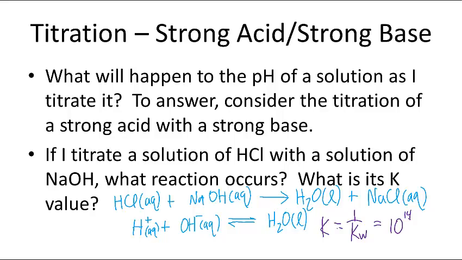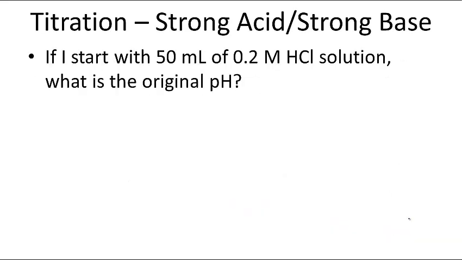What does that tell me about this reaction? Forward reaction is very favorable. So it's pretty much going to go almost to completion. We're going to use that when we try and analyze what the pH is at different points in the titration. All right, so let's just start by saying, let's say I have 50 milliliters of a 0.2 molar solution.